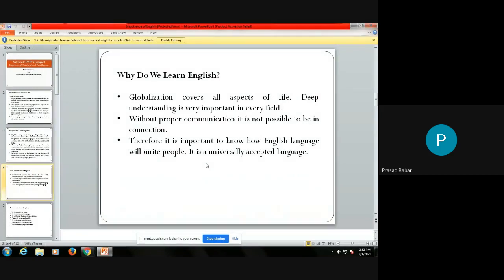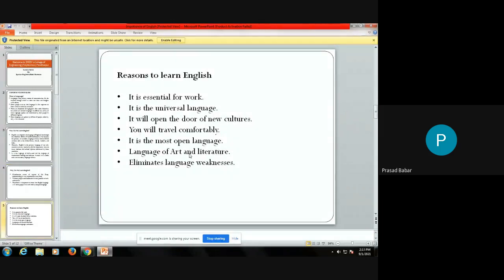Okay, it is the reason behind the implementation of English in our syllabus. Okay, then let's see the reasons to learn English. What are the reasons why we learn English? So these are some reasons that we will discuss.